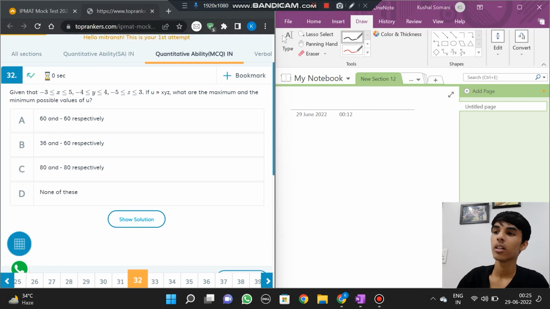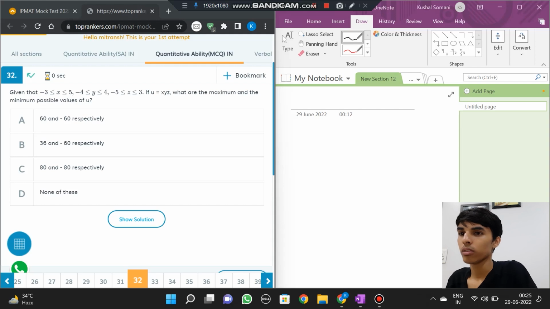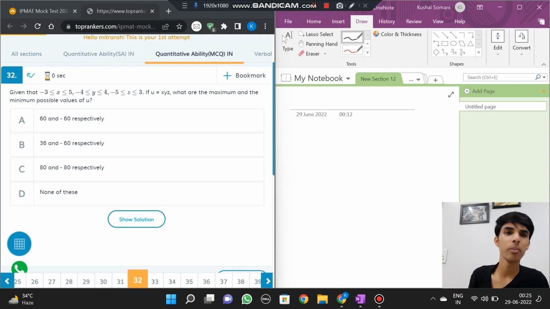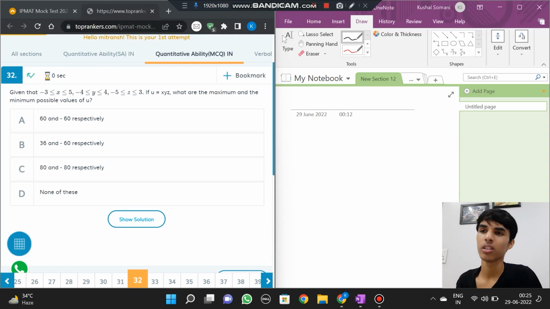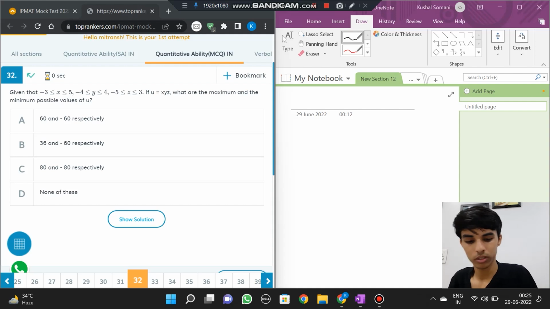It says that given that x lies between minus 3 and 5, y lies between minus 4 and 4, and z lies between minus 5 and 3, we need to find the maximum and minimum possible values of x, y, z. So I think it's an easy question. It requires a little bit of permutations and combinations.